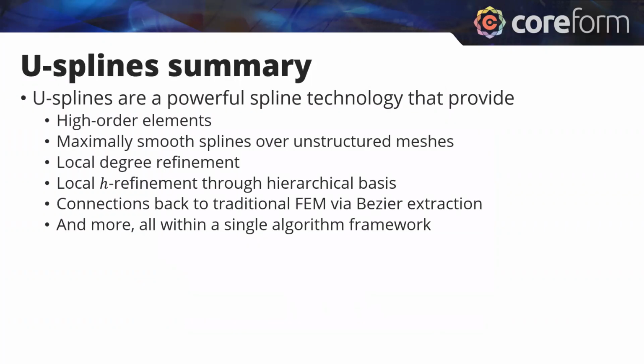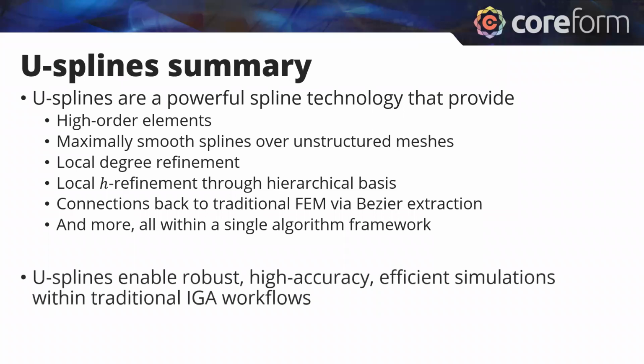So to summarize, U-splines are a really powerful spline technology. They provide all of these different things that we've been talking about, from high order elements, smoothness, the ability to refine our spline space and design custom spline spaces, but also compatibility with the traditional finite element approach. We've defined U-splines in a Bezier extraction framework in many ways. And all of this and many more properties are available in that single U-spline algorithm. In our opinion, U-splines have enabled robust, high accuracy and efficient simulations within the traditional IGA workflow.